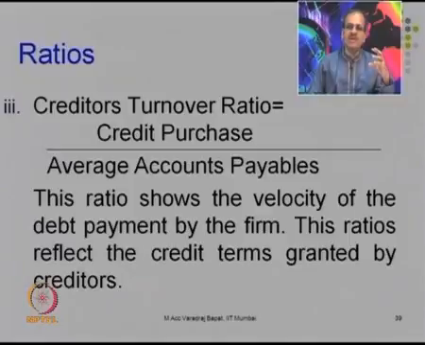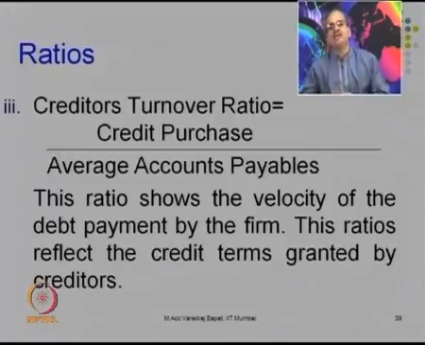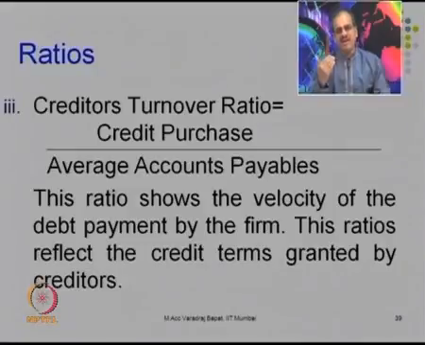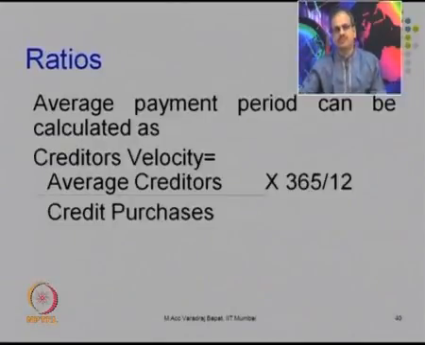On the same lines as debtors, we also have creditors turnover, which relates credit purchases to accounts payable. Here we are trying to see how many days of credit an entity is able to get from its supplier. This ratio can also be converted into number of days, which is known as creditors velocity.